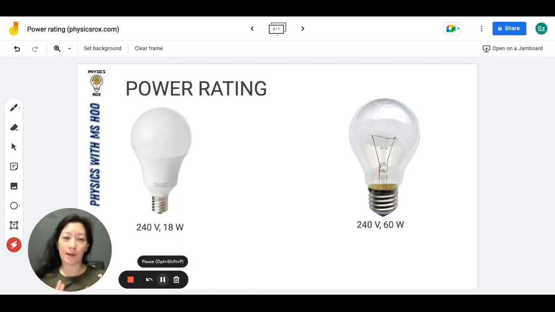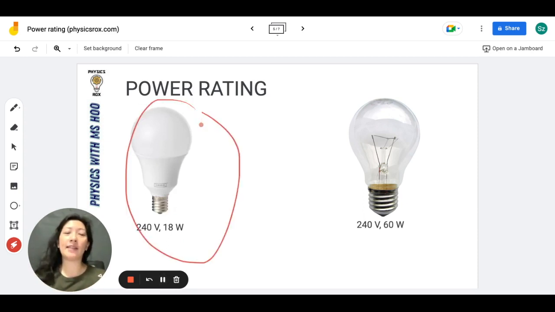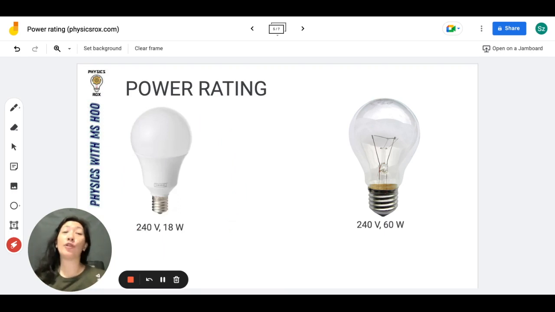So let's have a quick comparison between these two kinds of light bulbs. On the left-hand side here, this is the kind of light bulbs that we tend to use nowadays. These are power-saving light bulbs, so they could be LED or they could be fluorescent light bulbs, depending on how they're manufactured. And this is the old style light bulbs, which are filament light bulbs.